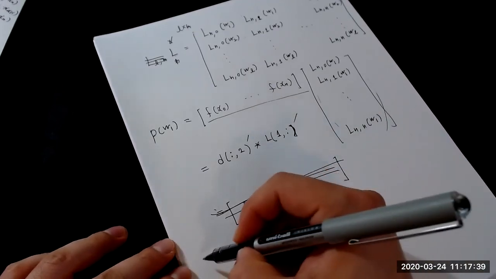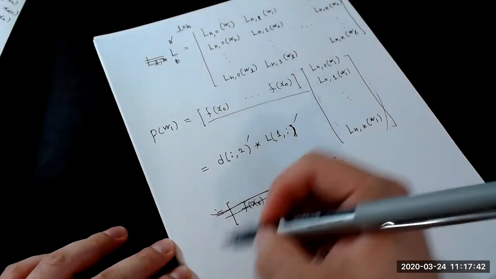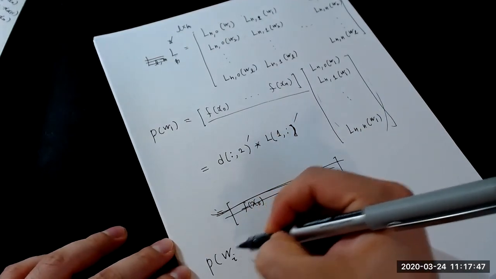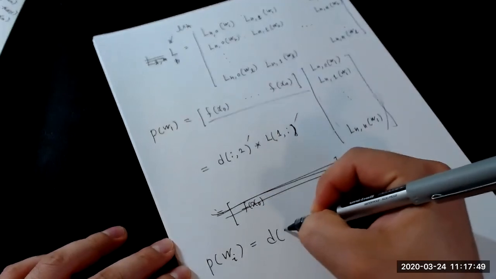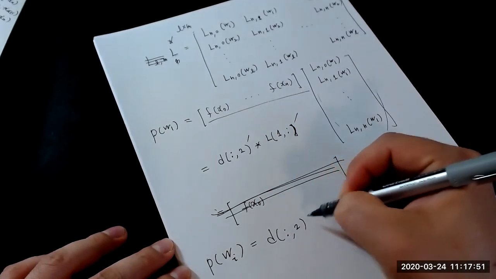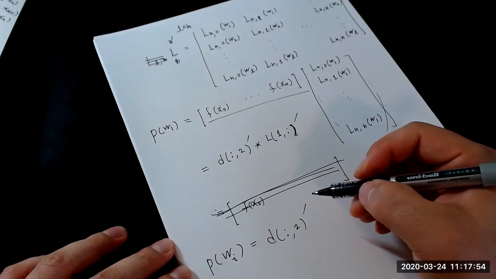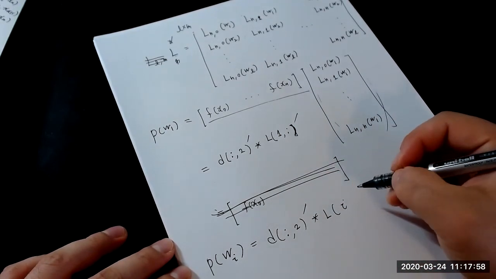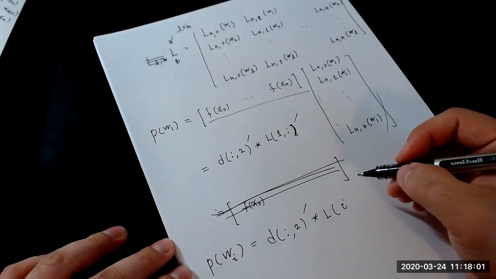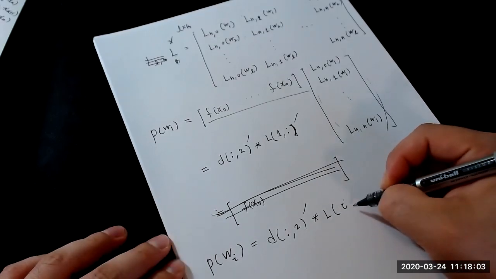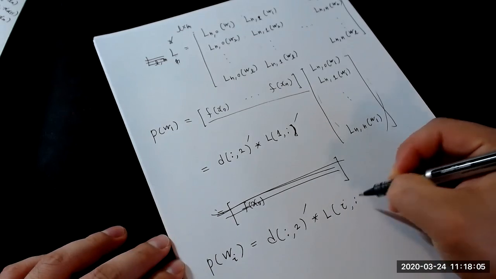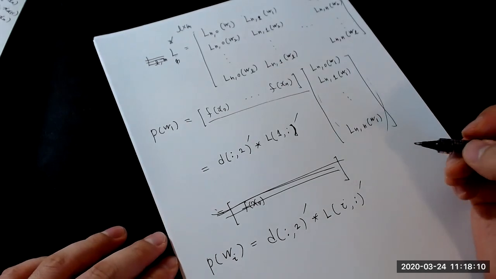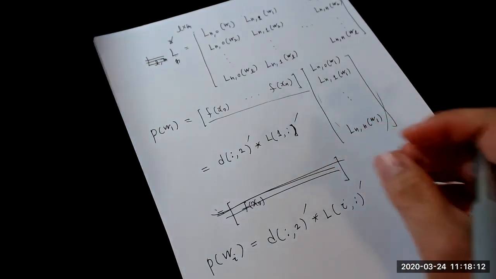So now we can generalize this. P of W_i is equal to D, all of the rows, comma 2, prime, and then times L, the ith row and all of the columns, prime. Okay, so then back to the code.